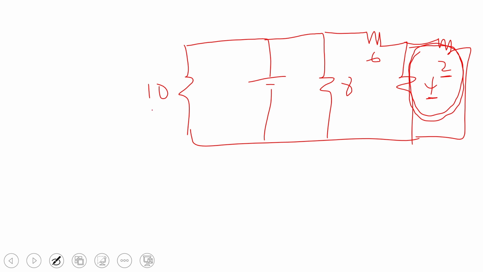Now, let's look at 10 and 8, whether they are in parallel. You can see that if I try to go around 10 and 8, I don't meet any other element. 10 and 8 are in parallel. But let's check 8 and 6. If I try to go around 8 and 6, I meet an element on the way. This 6 and this 8 are not in parallel.